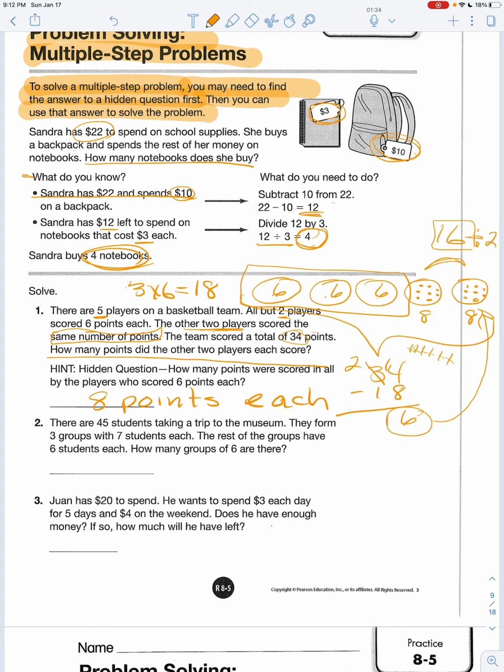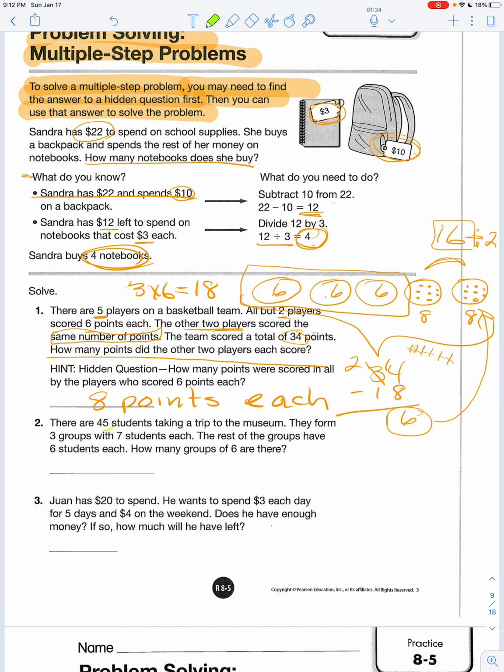Let's look at number 2. Go ahead and pause the video and come back and we'll do it together. All right, welcome back. Number 2, there are 45 students taking a trip to the museum. They form 3 groups with 7 students each. The rest of the groups have 6 students each. How many groups of 6 are there?